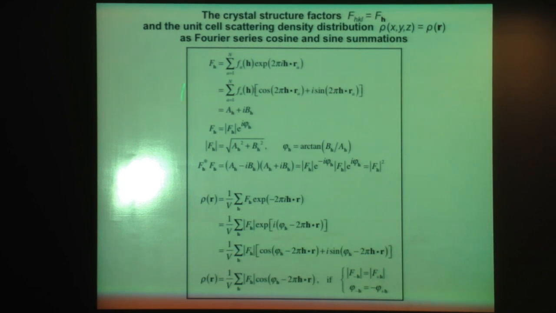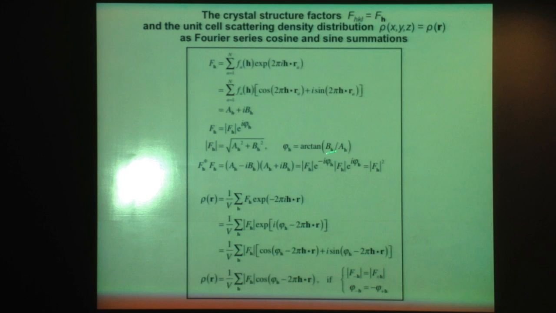The other way to write the complex number is as amplitude and phase. The length of the amplitude is given by the square root of the sum of the squares of the A and B parts. And the phase corresponding to that is given by the arctangent of the B part over the A part.